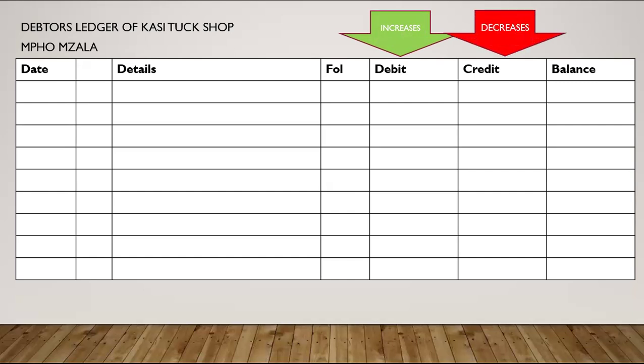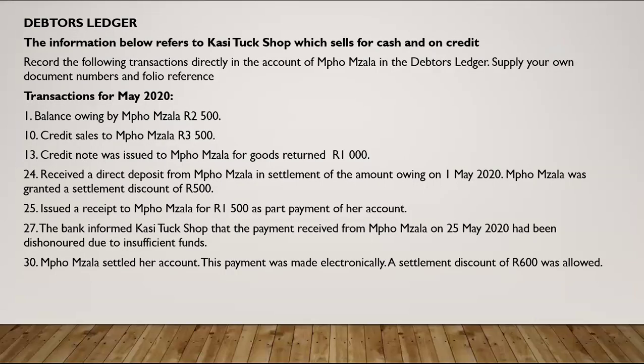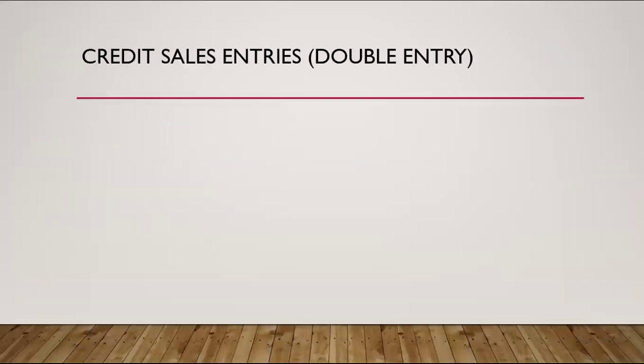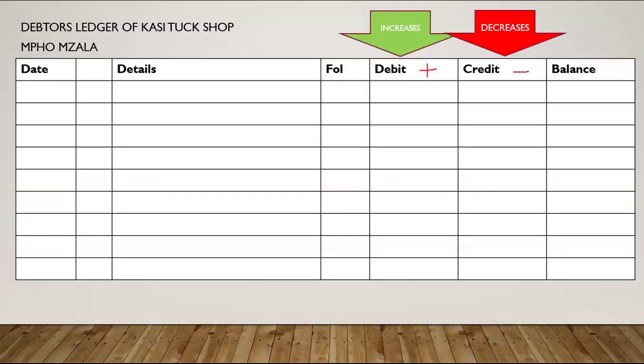In the debtor's ledger, the debit, we can conclude that it is a plus and the credit will be a minus. Now let us read the information. The information below refers to Kasi Tuck Shop, which sells for cash and on credit. Record the following transactions directly in the account of Mpomzala in the debtor's ledger. So this is Mpomzala that I just showed you here. You'll notice that I wrote it there at the top that it is the debtor's ledger of Mpomzala, where the debit means Mpho will owe us more, the credit means Mpho will owe us less. Okay, so this is the debtor's ledger.